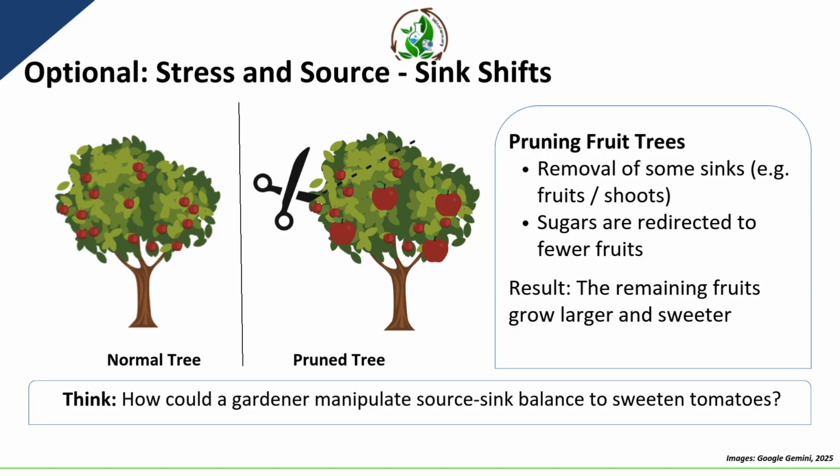Compare a normal tree with many fruits to a pruned tree with fewer but bigger fruits. If you were growing tomatoes in your backyard, how could you use source-sink management to produce sweeter, larger fruits? Let's pause here briefly and discuss.